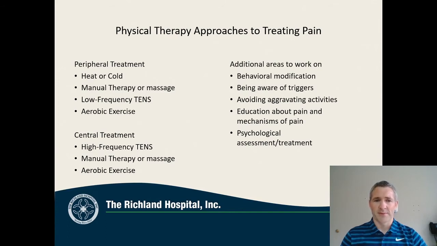Again, manual therapy, massage, and aerobic exercise, these are good treatments. They do release those endorphins and our natural opioids in our brain. Those all help modulate pain centrally so that even if it's been sensitized a little bit, we can help start cutting down that sensitization.